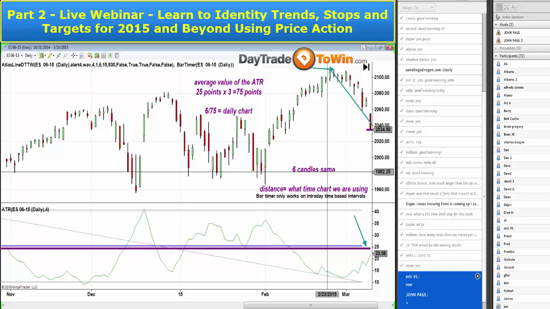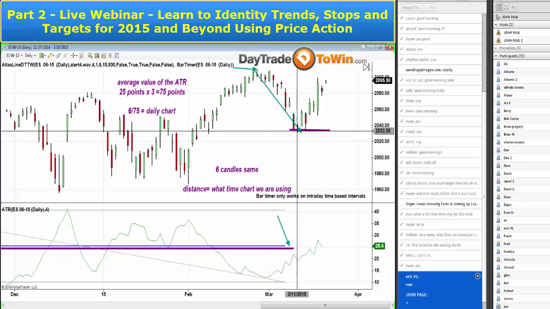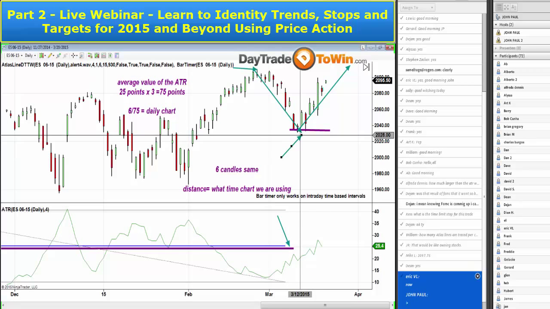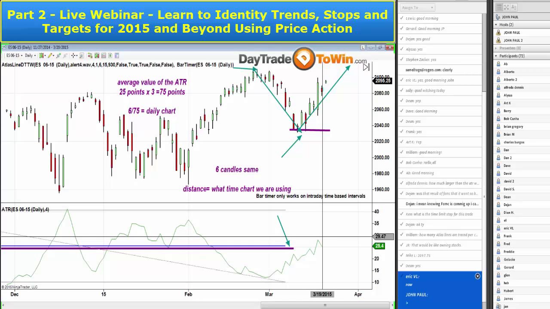Now, if the market moves 6 candles and 75 points up from this, because this is exactly 75 points, then we have an upward trend. Remember, just because we have a trend up or trend down doesn't necessarily mean the trend is going to continue. It just means we have identified the market moving enough of a distance and with enough candles to say it's on its way going somewhere.